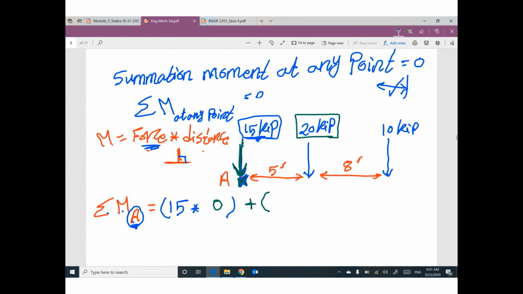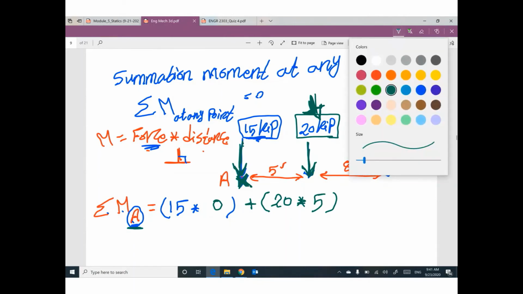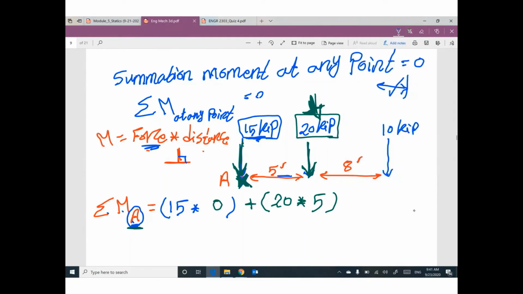Keep going. Second force, you are talking about 20. So we have a force here, 20. What is the distance between this force, 20, and the point A that you are sitting at? Do you have a distance between this force and this point? I think yes, we have 5. Be careful and be sure that this distance and this force are perpendicular.